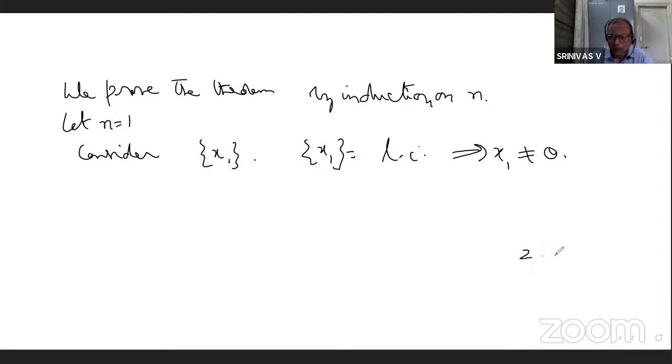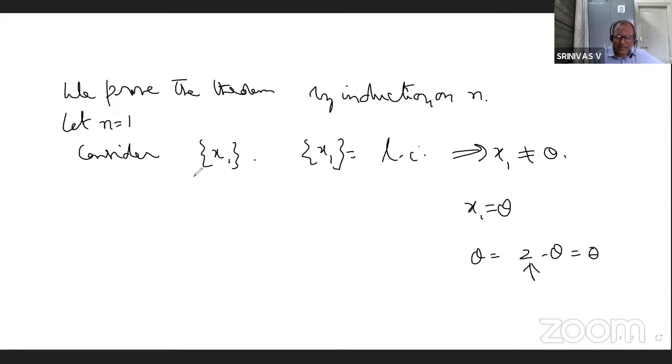Otherwise, what happens? If your x1 is the 0 vector, you can write the 0 vector as 2 times 0. If you multiply 0 by any scalar, the product is 0. But the scalar is non-zero. So this is a linear combination which is the 0 vector, but the scalar is non-zero. Therefore, the 0 vector will not be linearly independent.